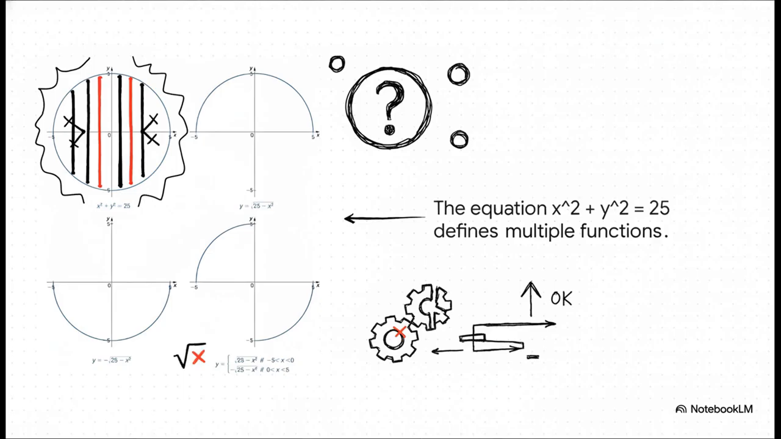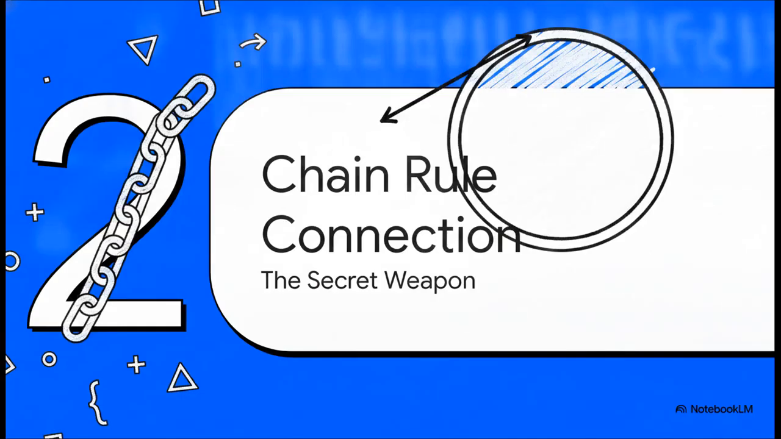Take that equation, x squared plus y squared equals 25. That creates a circle with a radius of 5. But think about how that circle behaves. It fails the vertical line test. A single x value gives you two entirely different y values, one on the top half of the circle and one on the bottom. Because it fails that vertical line test, it's not a single function. And that means our standard explicit derivative methods, which totally rely on having one clear output for every input, completely fail to work here.